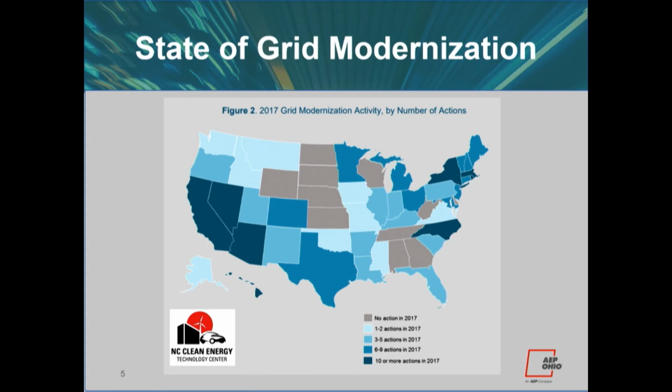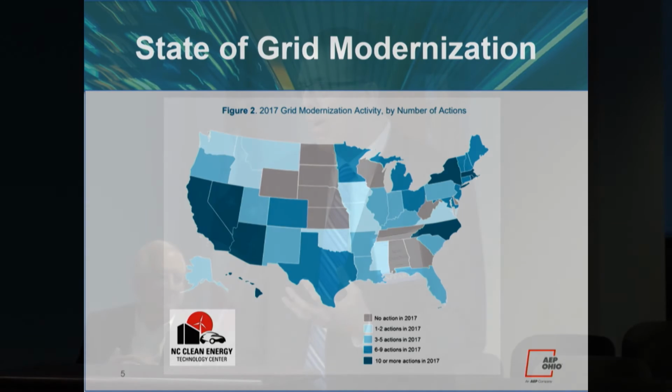From a grid mod perspective, this is some research that we found. You can see in the center there, Ohio is a fairly dark blue. That represents 6 to 9 grid modernization actions taken. There are only 8 states that have more grid modernization activities taken, so that puts us in a fairly good leadership role. Things like Power Forward are going to continue to help advance these things.